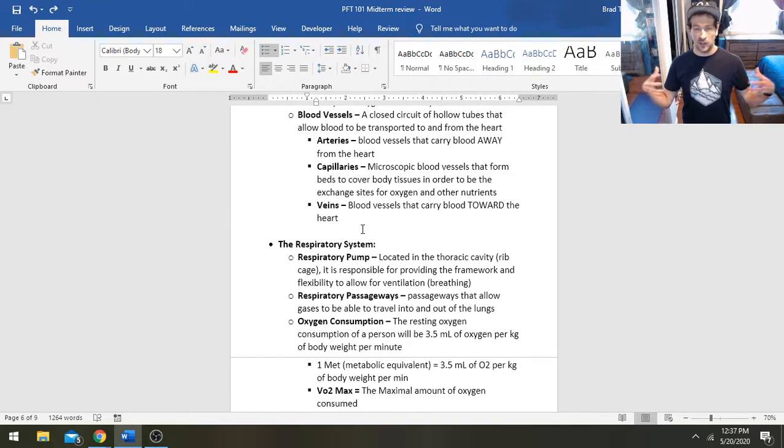And then all the area where arteries and veins sort of meet up is what we call capillaries. They form these really big beds that kind of surround our whole tissues and allow blood to drop things off and pick things up and then travel in whatever direction they need to go.